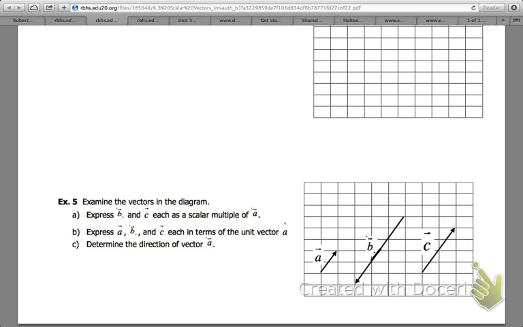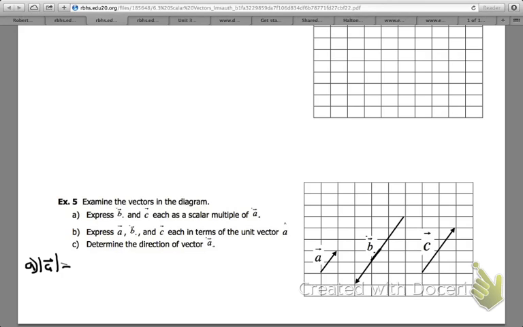And for our last example here, we want to examine the vectors in our diagram. So we have 3 different vectors, A, B, and C, as you can see to the right hand side. So what we want to do here in part A, we want to express B and C each as a scalar multiple of A. So to be able to do that, our first step is to find what the magnitude of A is.